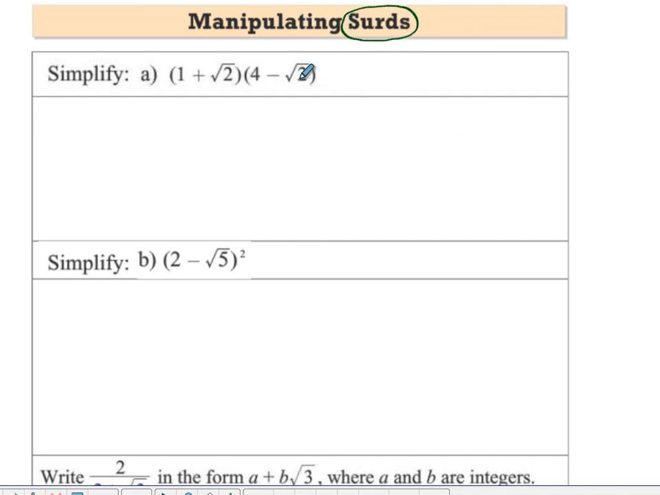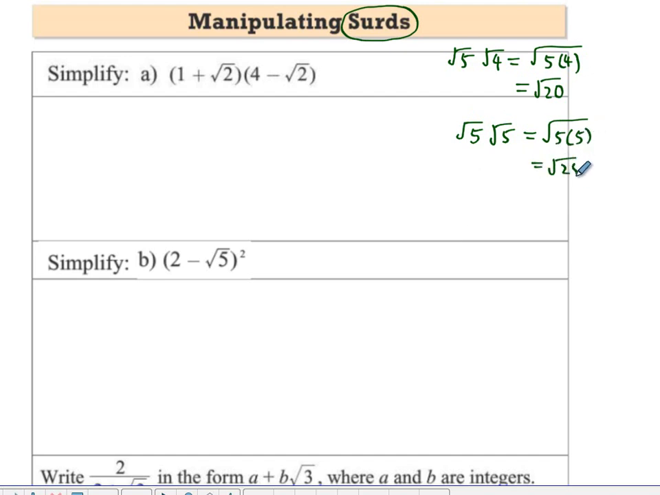Surds. Before we solve problems on surds, it's probably quite useful for us to go through a few important things. For example, in surds, if you have surd 5 multiplied by surd 4, that equals surd of 5 times 4, and that equals surd 20. And if you have surd 5 times surd 5, you know that is surd 5 times 5, which is surd 25. But we know root 25 equals 5.